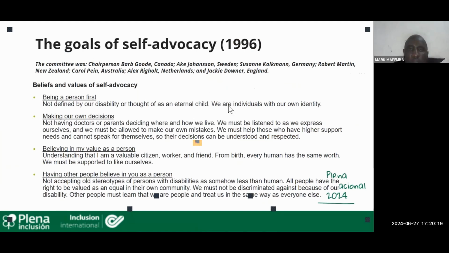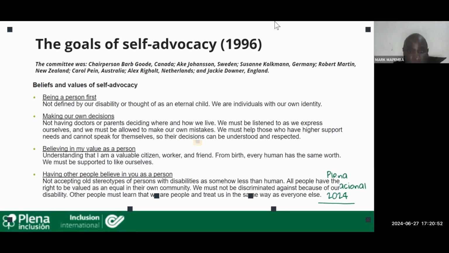Now, the goals of self-advocacy in 1996. The committee had a chairperson, Bob Gunn, with members from Canada, Germany, New Zealand, the Caribbean, Australia, the Netherlands, and England.